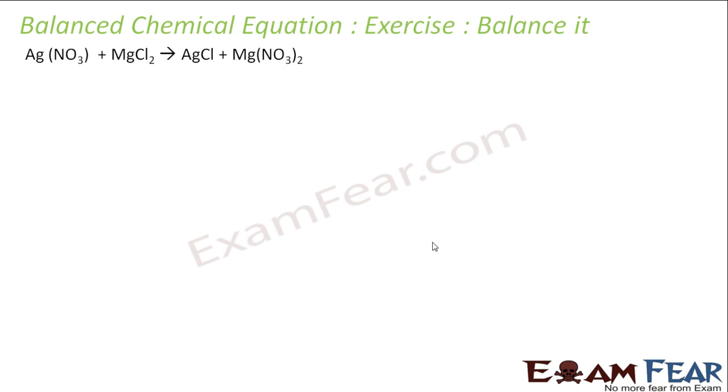Let's take one more example. We have AgNO3, silver nitrate, plus MgCl2, magnesium chloride, give AgCl, that is silver chloride, plus Mg(NO3)2, magnesium nitrate. So we'll balance this. Again the same formula. Is there any polyatomic thing which is there in both reactant and product? We see there is one polyatomic thing, but is it in both reactant and product? You have to check that. Yes, it is. We see NO3 is here also, here also. That means my first priority will be NO3.